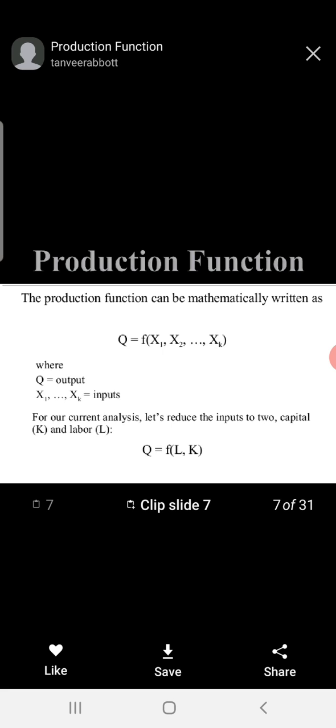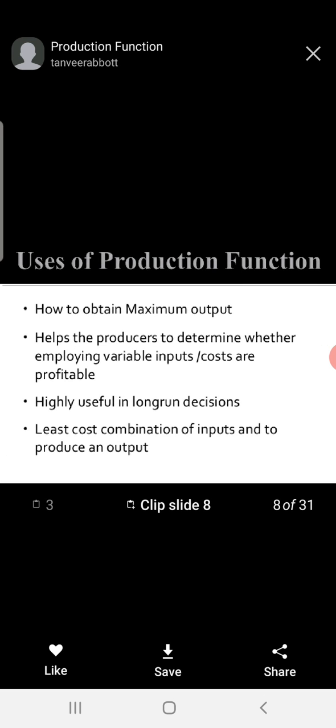But for our current analysis, let's reduce the input to two. It is nothing but the capital and labor. Here the number of inputs you require can be many, but for our convenience, we think about only two, that is labor and capital. For the deep analysis we have to focus on only these two, labor and capital.